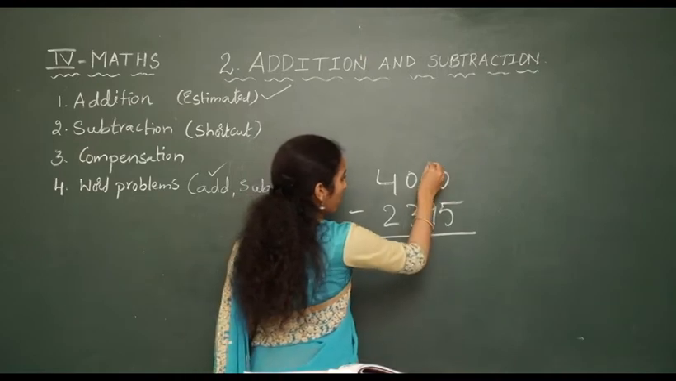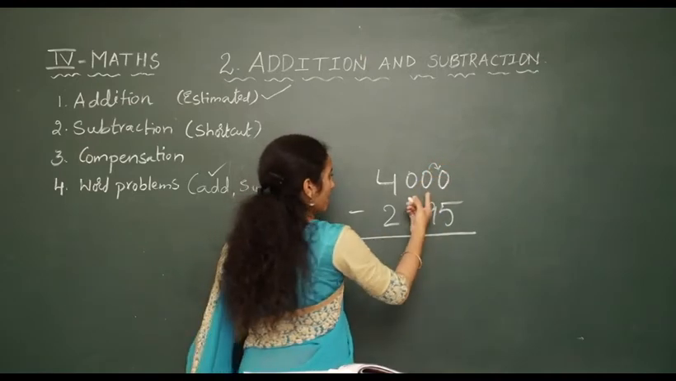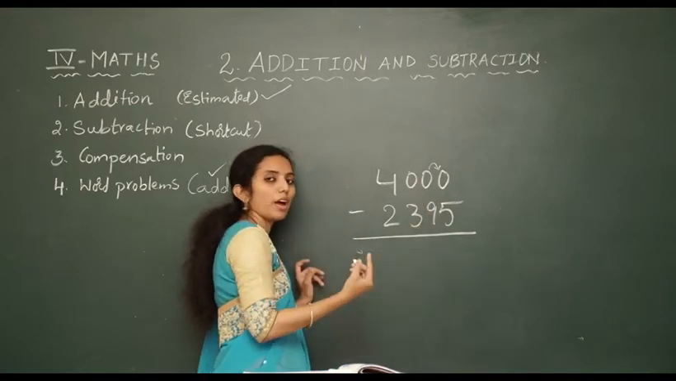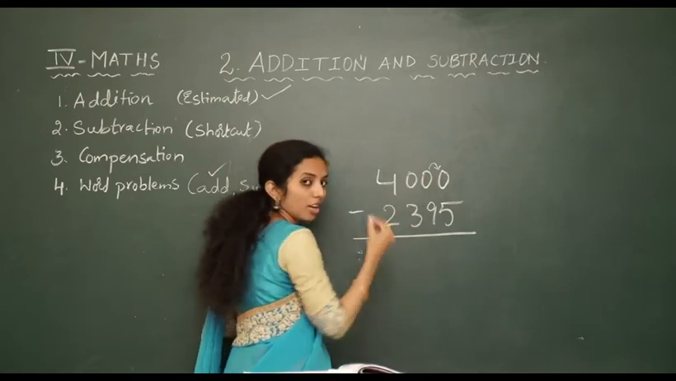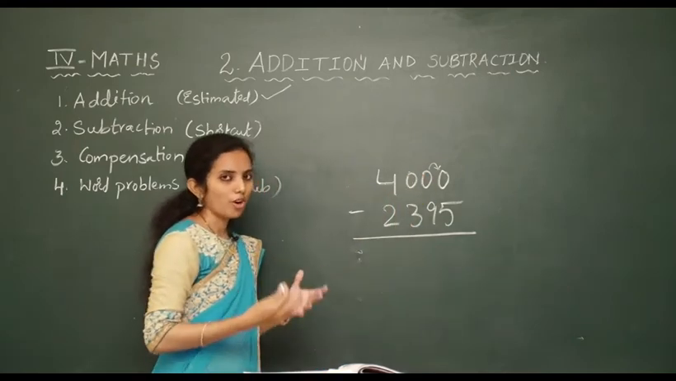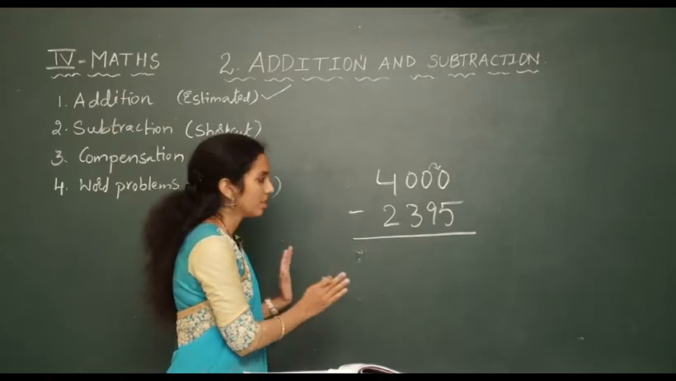You have to take 1 from here. But do you have 1 here? No, we don't have 1 here. So let us take 1 from the next place value. So here also we have 0. So what we have to do? Again we have to move to another place value, that is 4.